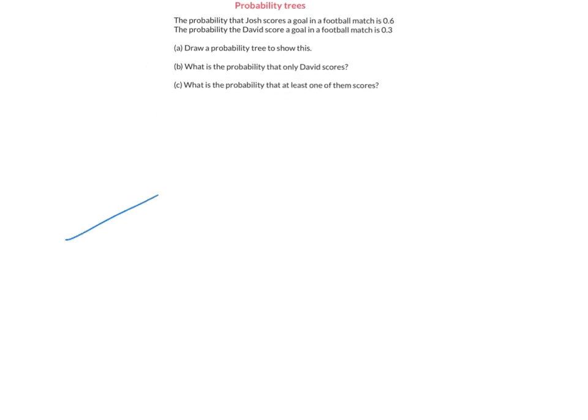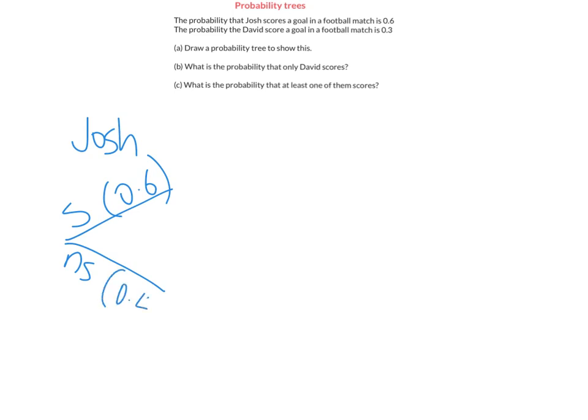Right, so I'm going to zoom this out a wee bit. So this probability tree is for Josh. So Josh, if he scores 0.6, that means that not scoring is 0.4. Okay, we'll extend it out twice now.